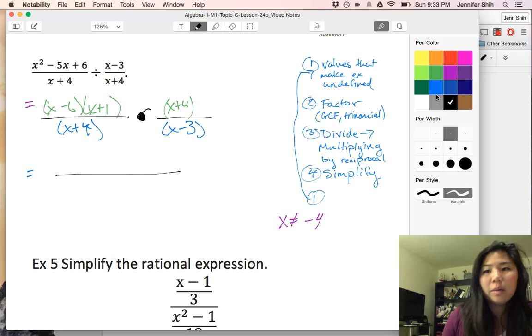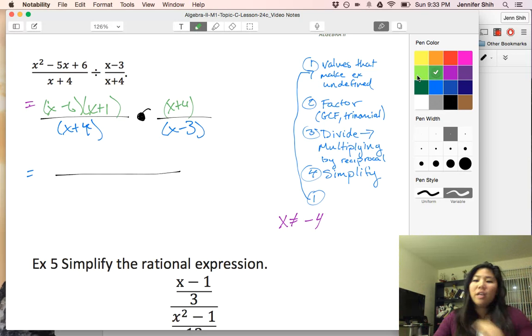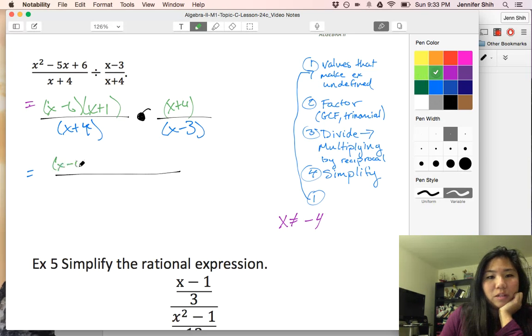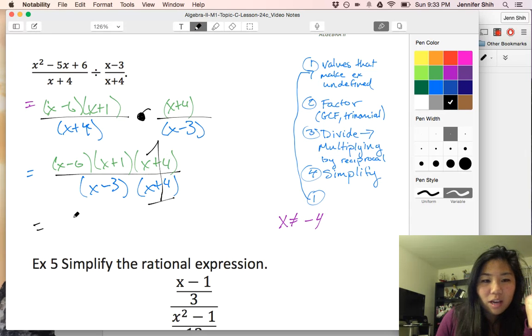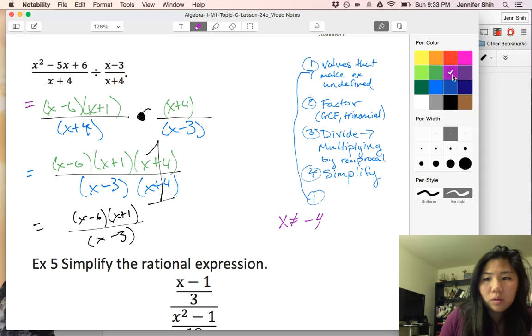Okay, so at this point, draw a big bar, and I'm going to write all my factors together, just like we've been practicing with multiplying. I have x minus 6, x plus 1, x plus 4. Okay, what can I line up in my denominator? I have an x plus 4, and then I'll just write my x minus 3 over here, because this allows me to cancel out this factor, and I'm left with x minus 6, x plus 1, and x minus 3. So what else? Now I reevaluate this again, and I think what values of x would make my expression undefined, so x cannot equal 3.